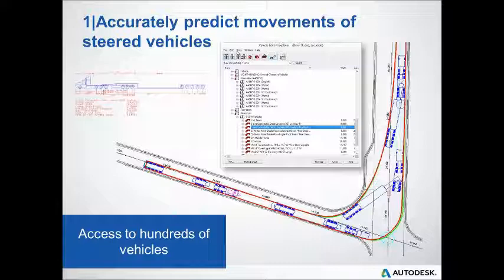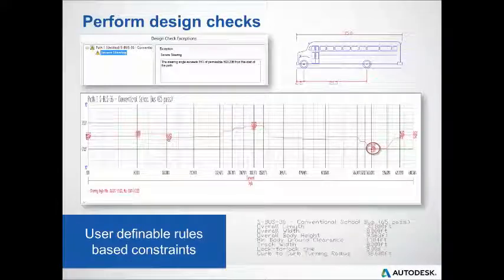So, the ability to access and predict movements accurately of hundreds of steered vehicles. The ability to create a profile. We'll also look at the vehicle library, and then really the steering movements of a vehicle. And then in reference to performance design checks, we want to be able to check conventional steering from lock to lock, from left and right side. Overall length, we can use a profile. User-definable rules based upon steering.